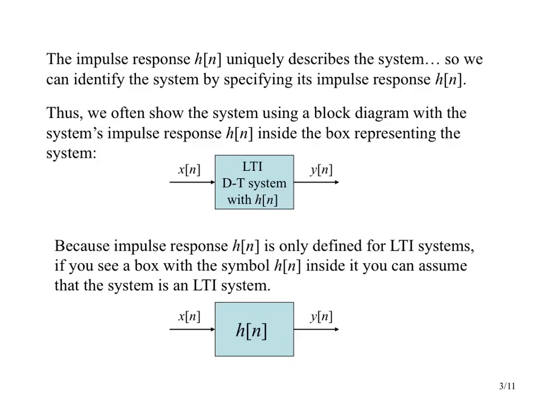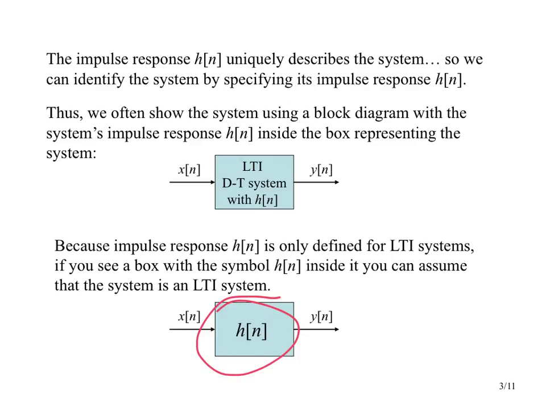So the impulse response h of n uniquely describes the system. And once we know what h of n is, we can use it to completely identify the system and specify how it will behave. And this is true only for LTI systems. So once we know that we have an impulse response, we can almost pretty much just replace the box with an h of n. So when you see a box with an h of n inside it like that, you're essentially being told this is an LTI system.